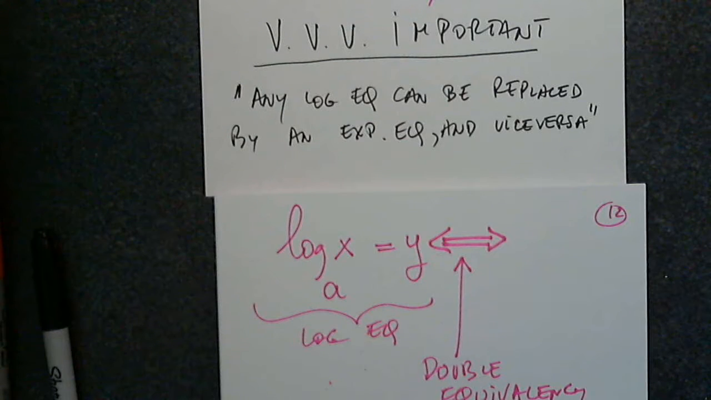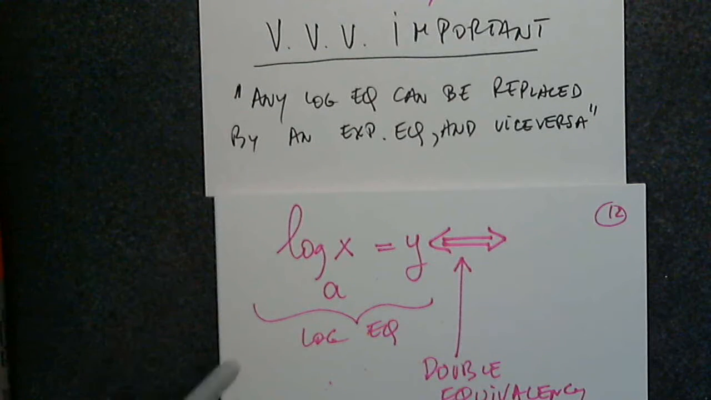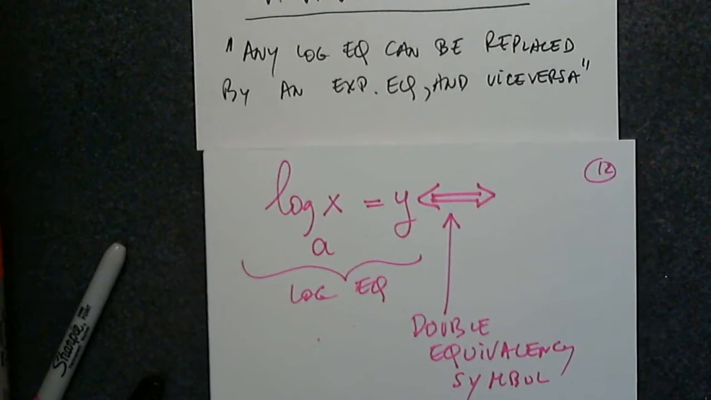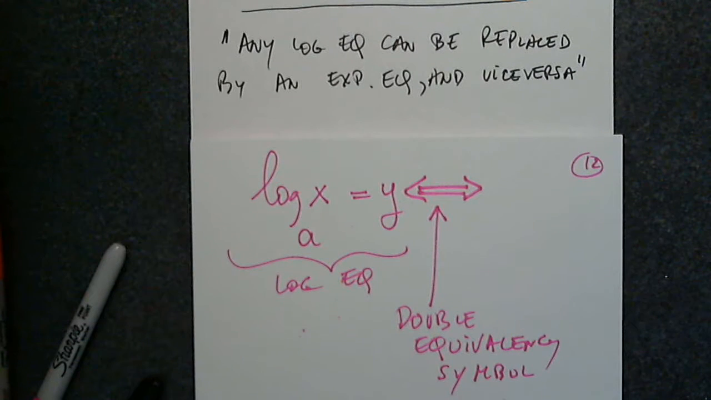What does this mean? It means that if I start on the right, I get to the left. If I start on the left, I get the right. It goes back and forth. That's all it means. Double equivalency symbol. So please pay attention for a moment so we understand this and remember it from now on.